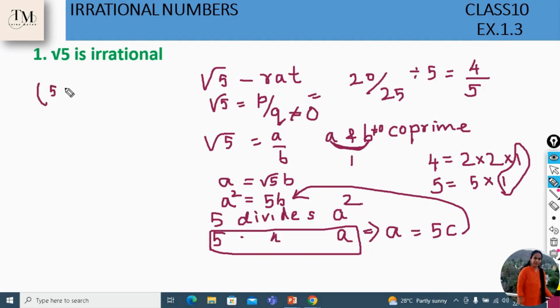So 5c whole square equals 5b square. 5c whole square is 25c square, which is equal to 5b square. I divide by 5 on both sides, so 5c square equals b square. So here b square is a multiple of 5.